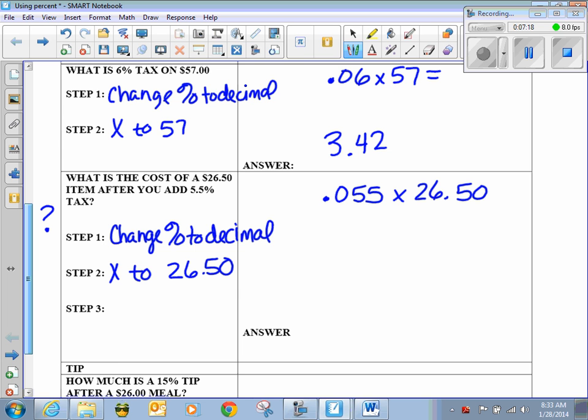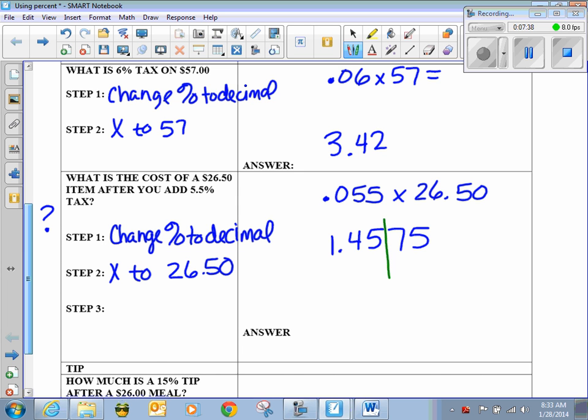And I get 1.4575. Now, we need to remember our rules for rounding. First of all, money only goes out 2 decimal places. So I need to stop right here after the 5. That's where I need to stop.